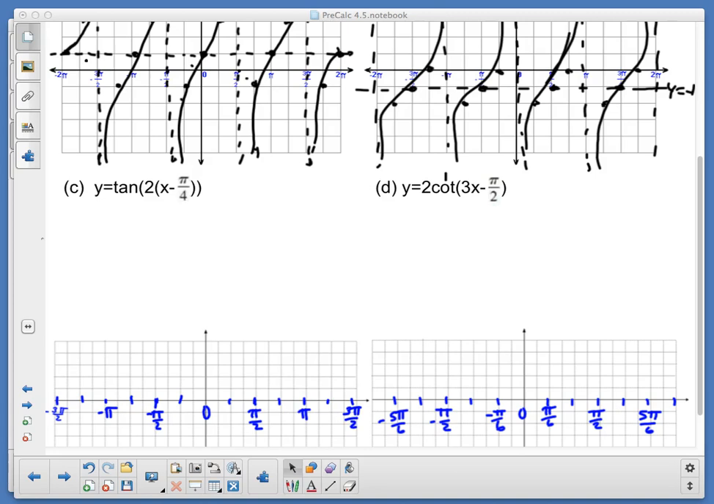All right. What I need to recall, period-wise, when we're talking about the period of tangent specifically, that goes from negative pi over 2 to pi over 2, from asymptote to asymptote. Okay, so keep that in mind. That is what I'm concerned about, that principal branch of tangent.